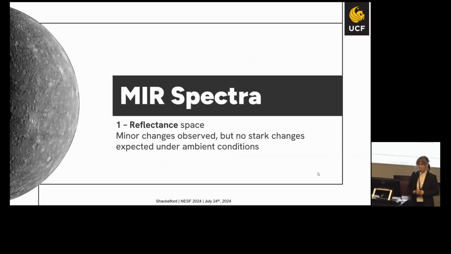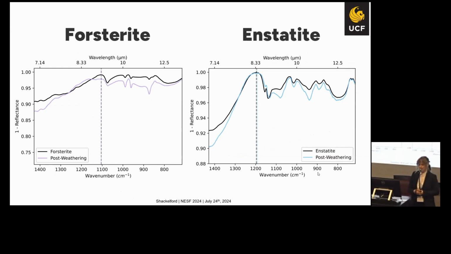We'll get to some mid-infrared spectra as well. So these are shown in 1-reflectance space, and we see some minor changes, but there's nothing stark that we're going to expect to change under ambient conditions. So here we have the forsterite and the enstatite. The same thing goes when it comes to the colors here. So the black spectrum is before irradiation and the colorful spectrum is after. You can see that I have marked the Christensen feature position with those dotted lines shown there, and the color corresponds to the proper spectrum. One thing to note here, the enstatite spectrum doesn't change too much, but the forsterite spectrum gets that funny little blip change in the shape of the Christensen feature.